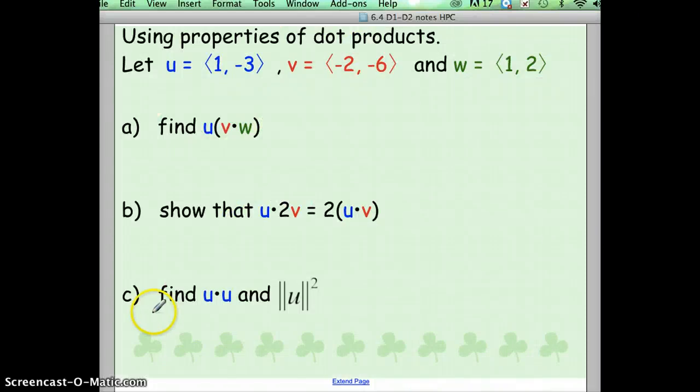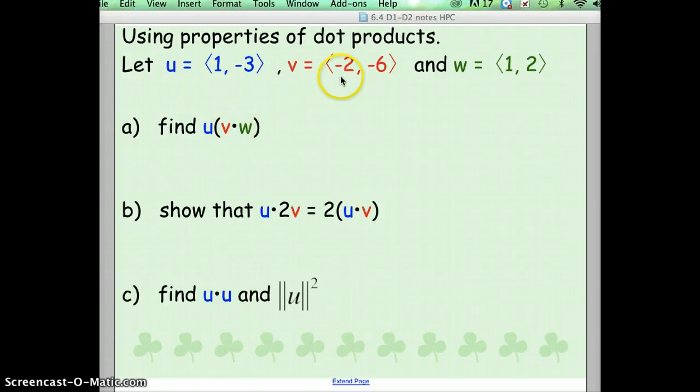Going back to this slide, this is just some practice with notation. For part A, you're going to take vector u and multiply it by the dot product of vector v and w. Always do the stuff in the parentheses first. So we're going to do the dot product first.